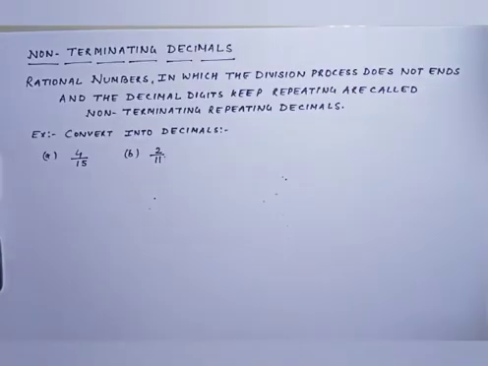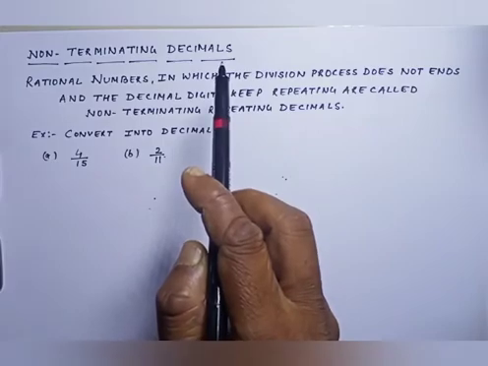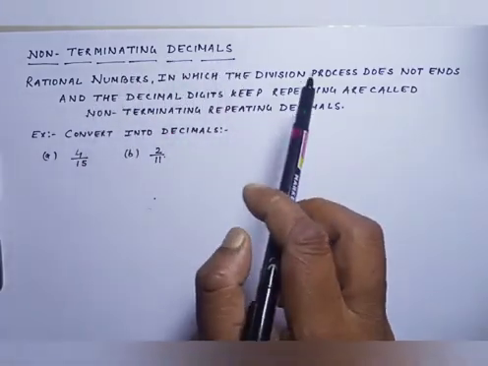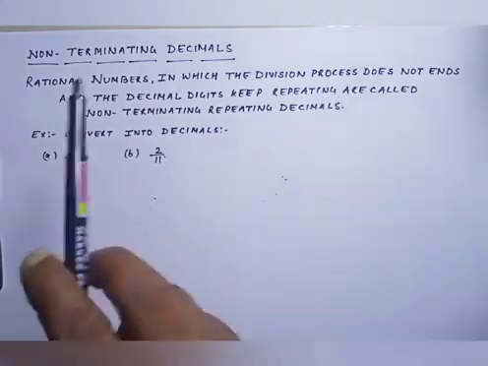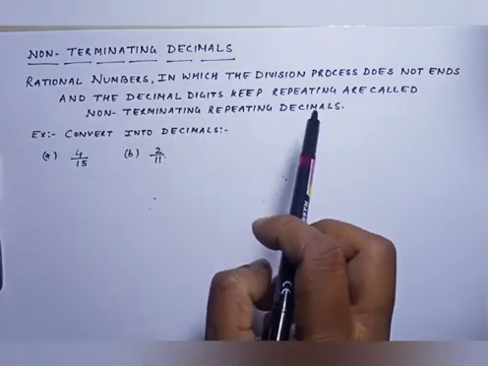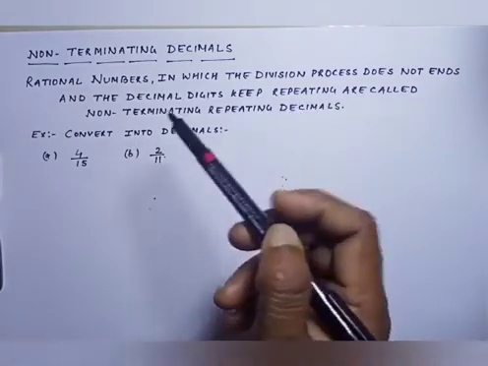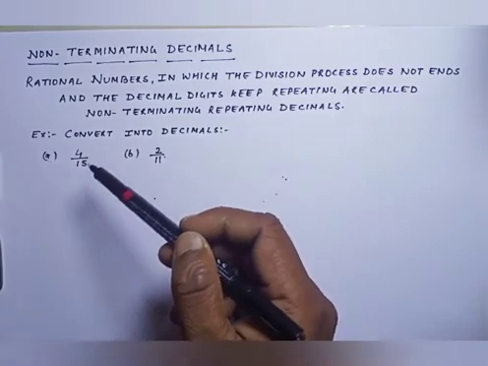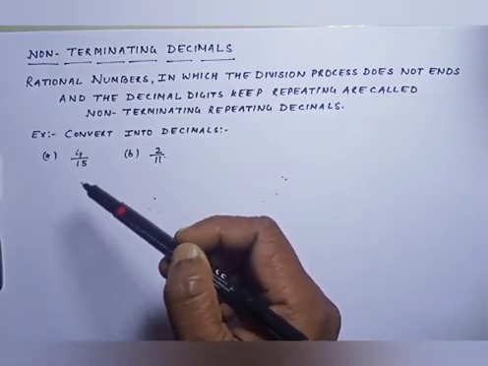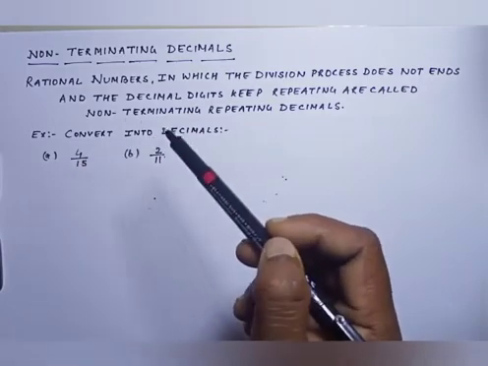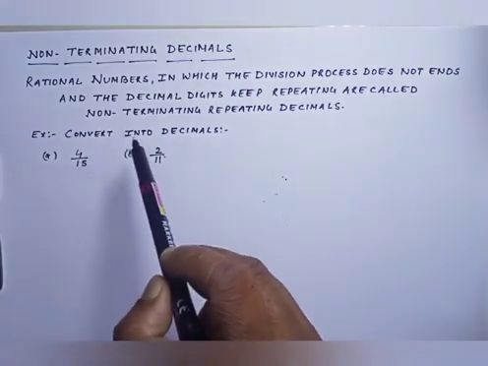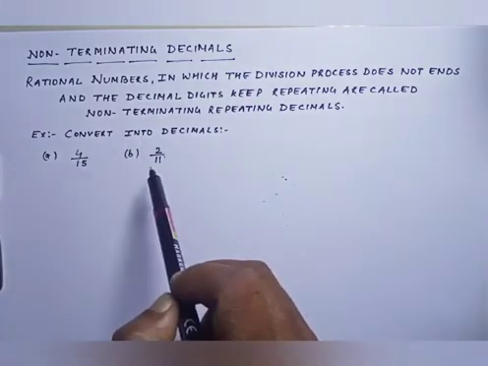Let us move to another topic, that is non-terminating decimals. What are non-terminating decimals? Rational numbers in which the division process does not end and the decimal digits keep repeating are called non-terminating repeating decimals. It means if you are doing any sort of division and the remainder keeps coming again and again, that is called non-terminating decimals. So let us make your concept more clear by taking some examples.